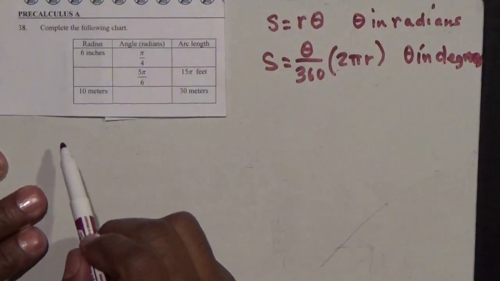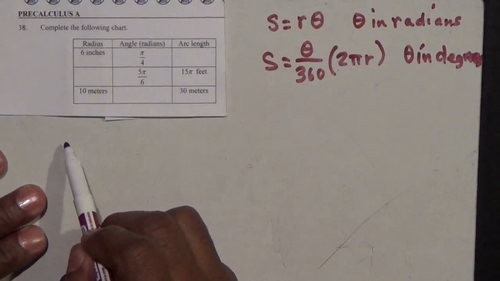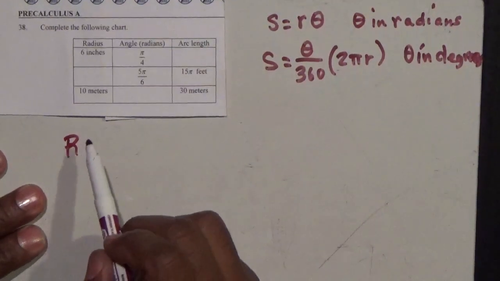We have 3 problems here. One, it gives you the radius.